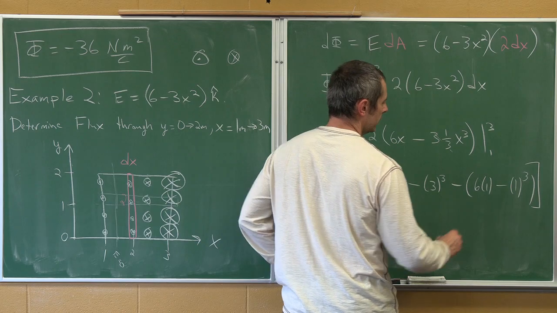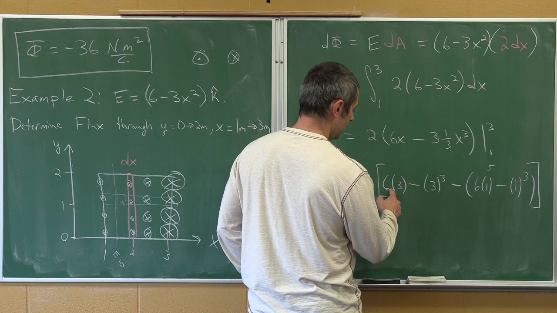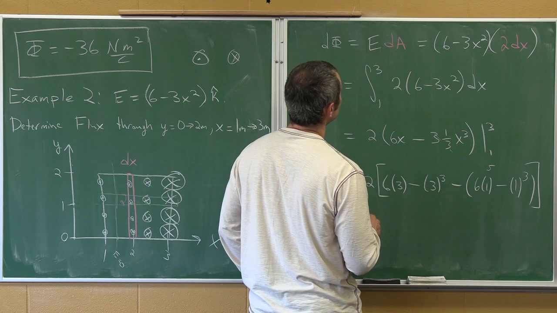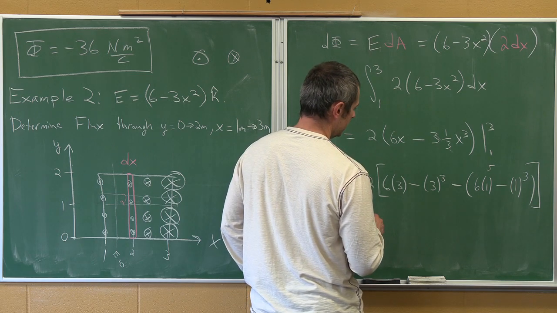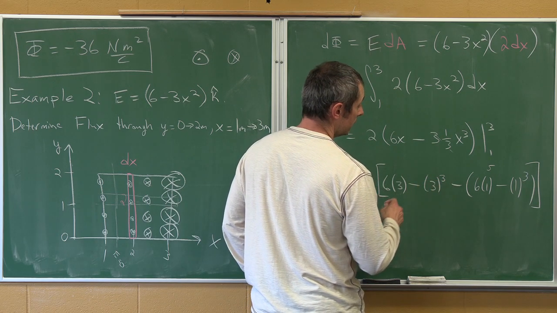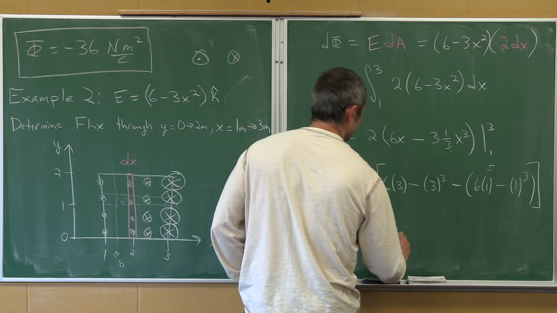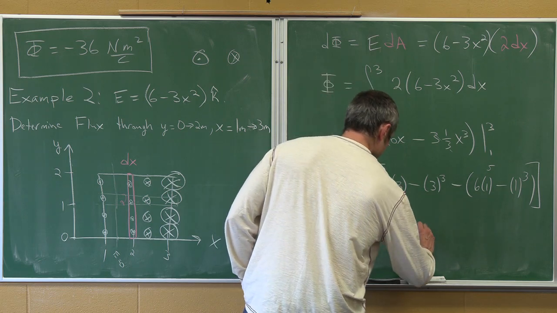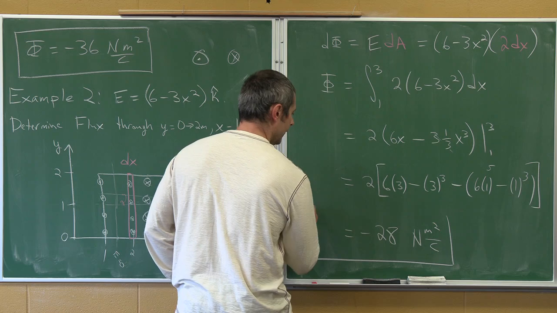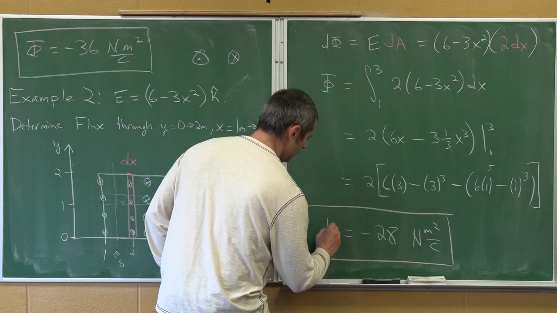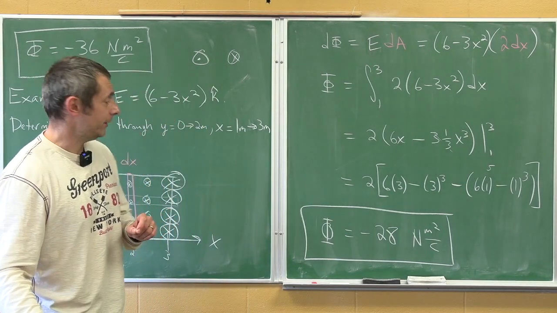So this is 5 over here, and then we've got -9, -14. All right, I get -28, and of course the units would be Newton meters squared over coulombs. But maybe I made a mistake. It doesn't matter, the number's not important. You just punch it on your calculator. But that's how you do it, okay?